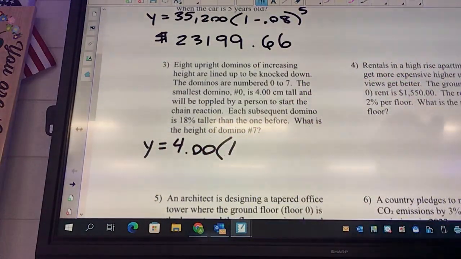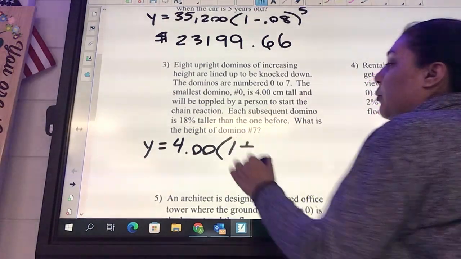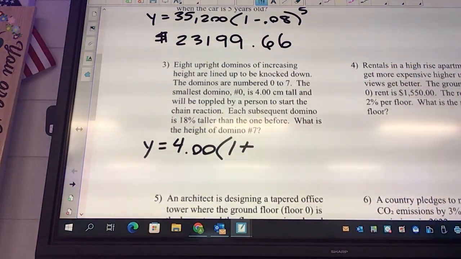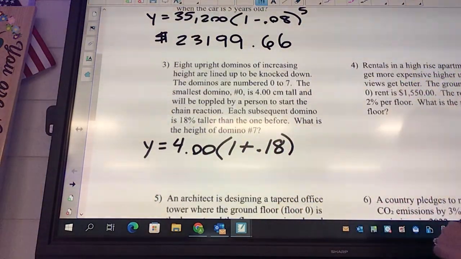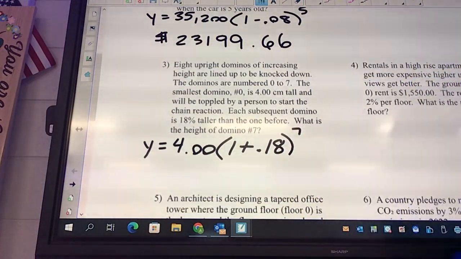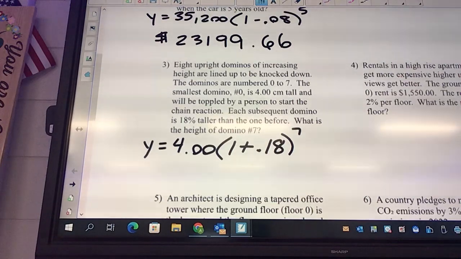One, is it going to be plus or minus? Plus. Why? What's increasing? The height of each domino is increasing. So plus what? 0.18 to the power of 7, because we want to look at the 7th domino. Type all that in your calculator. 12.74.